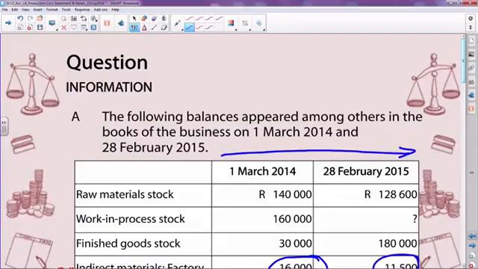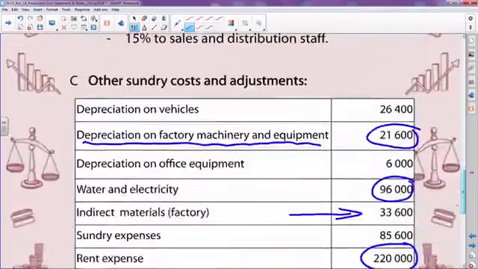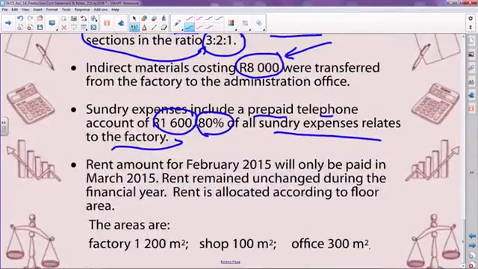Right, then what information do we have for rent expense? The rent amount for February will only be paid in March. That means there's an accrued expense. Rent remained unchanged during the financial year, and rent is allocated according to the floor area. Let's do the first part of the adjustment. Okay, this is what we do.